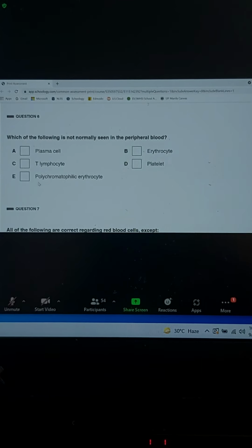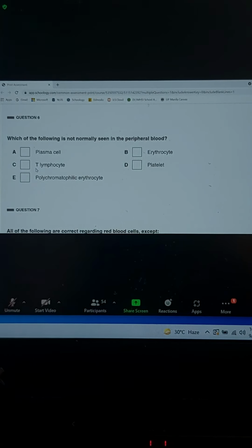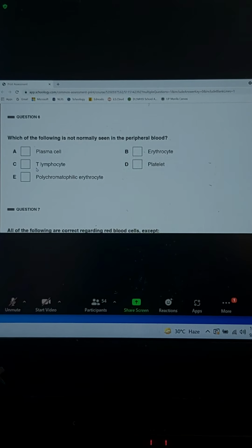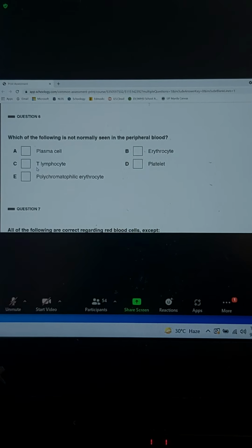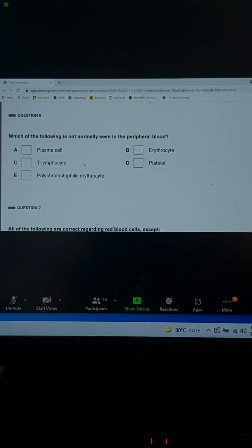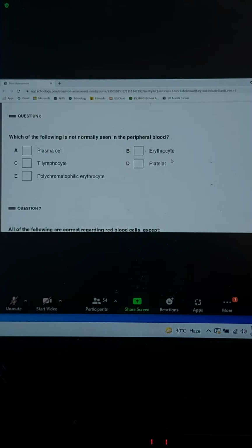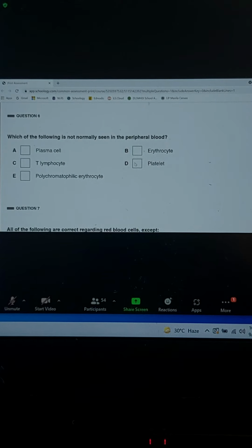Okay? So kasi meron tayong normal talaga na nagsisirculate na retics. Of course, your B erythrocyte, yan yung nakikita nyo, red blood cell. T lymphocyte is a type of lymphocyte, di ba? Sa circulation natin, we have T cells and B cells, majority of which is your T cells. But of course, the morphological differentiation would be very difficult. Platelets, of course, makikita rin sa circulation.